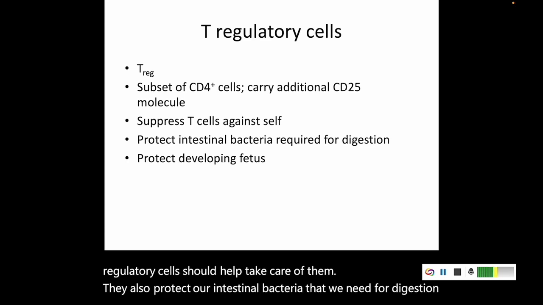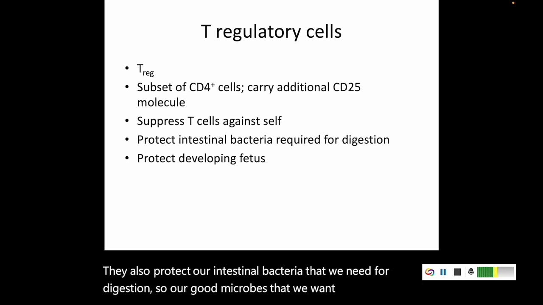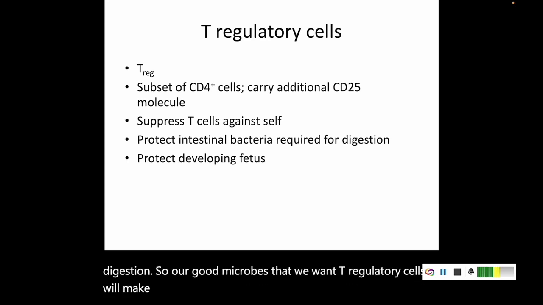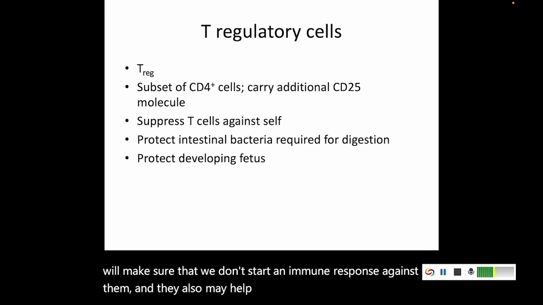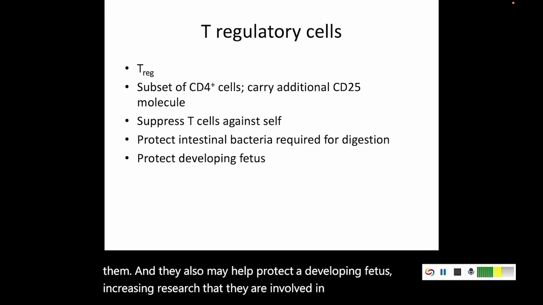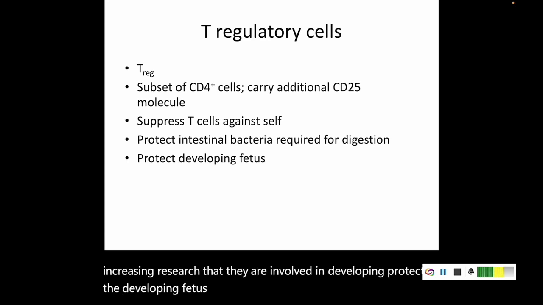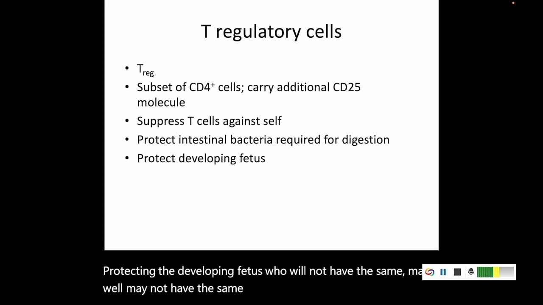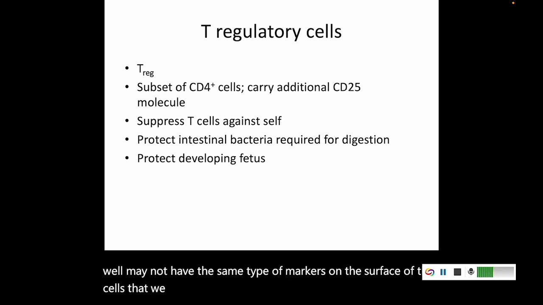So our good microbes that we want, T regulatory cells will make sure that we don't start an immune response against them. And they also may help protect a developing fetus, increasing research that they are involved in protecting the developing fetus, who may not have the same type of markers on the surface of their cells, so that we don't want the mother's immune system to attack that developing fetus.